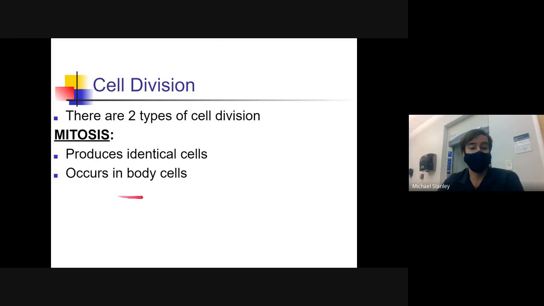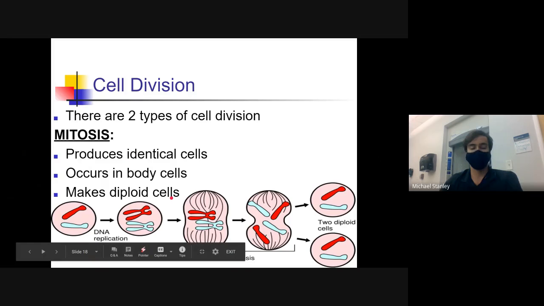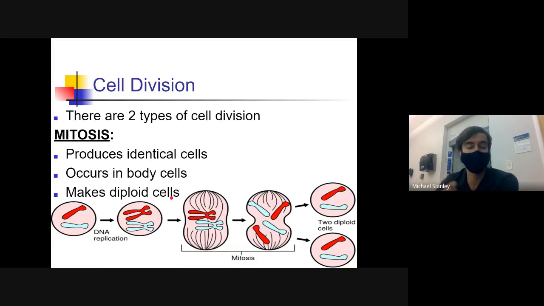So mitosis is what happens in your normal body cells. So those somatic cells that I was talking about earlier, that's where mitosis happens. And at the end of mitosis, we end up with diploid cells. Again, this is the normal state for the cell to be in. So we basically just make 2 Xerox copies of the original cell.